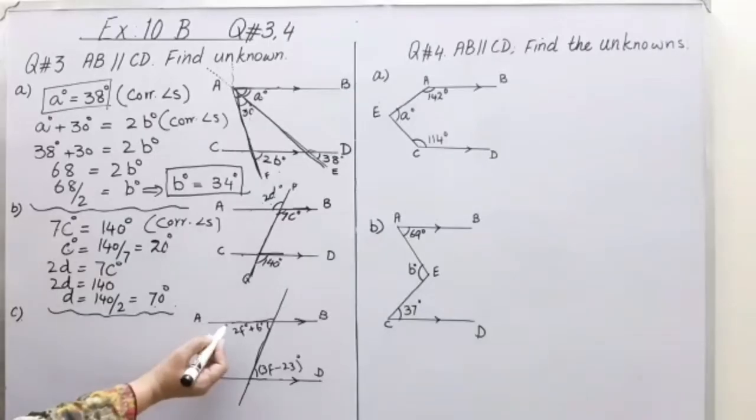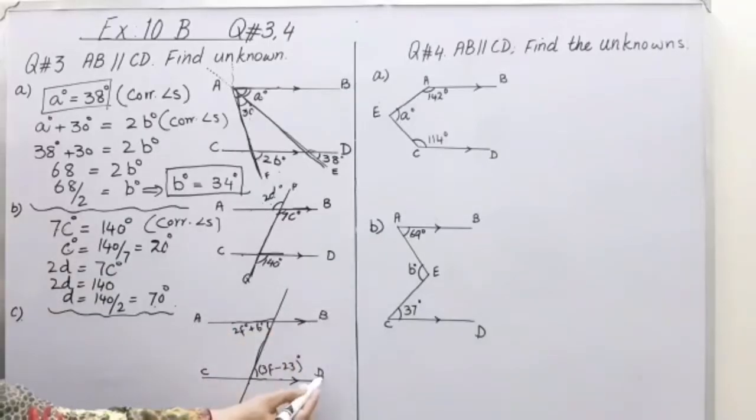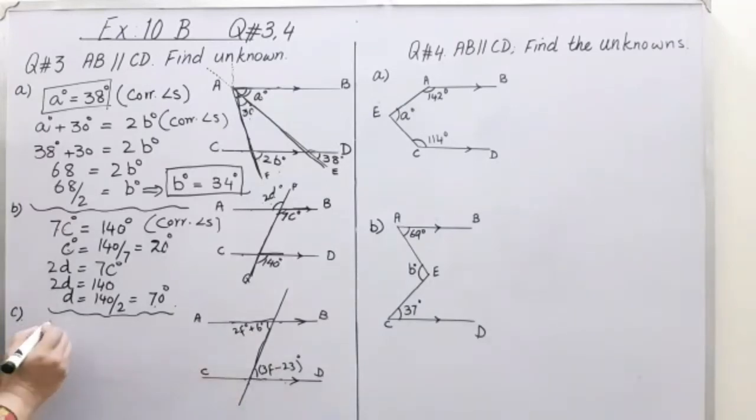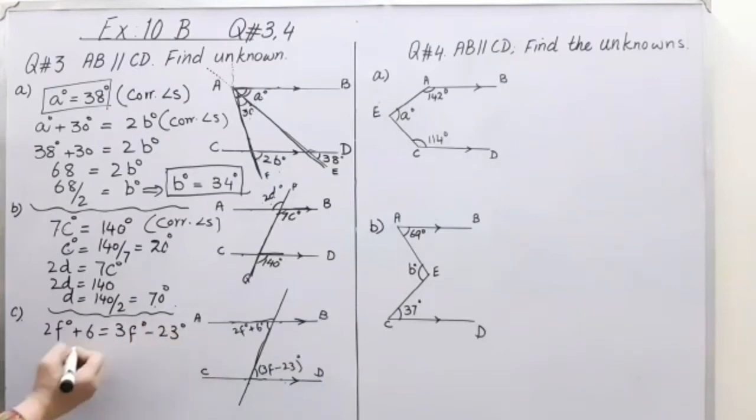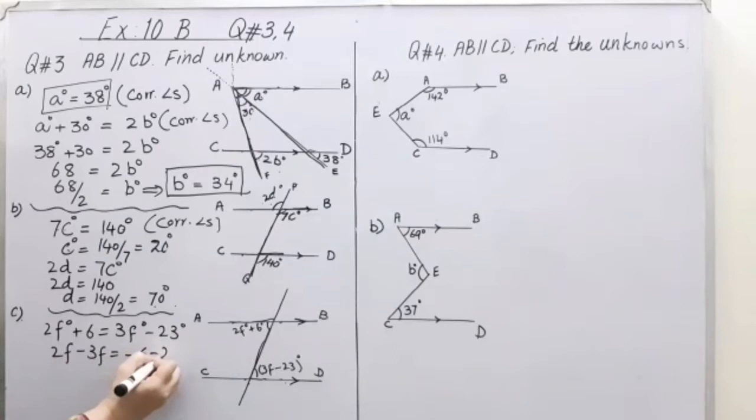Part C, we see AB parallel to CD and they made a Z here. So Z angles are always alternate and alternate angles are always equal. You write 2F plus 6 equal to 3F minus 23. Now you do the question. You take 2F minus 3F and minus 6 minus 23. And this is minus F and minus 29. Minus minus cancel on each side and F is equal to 29, your answer.